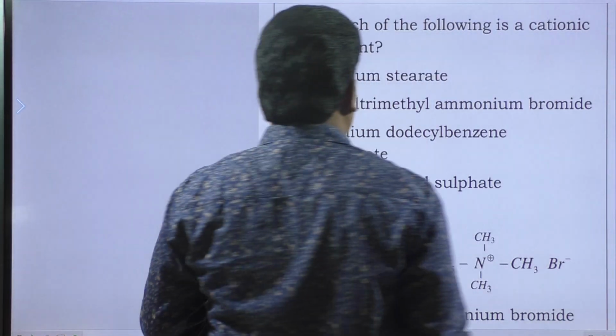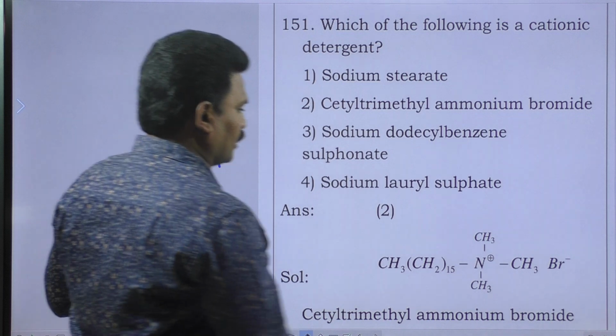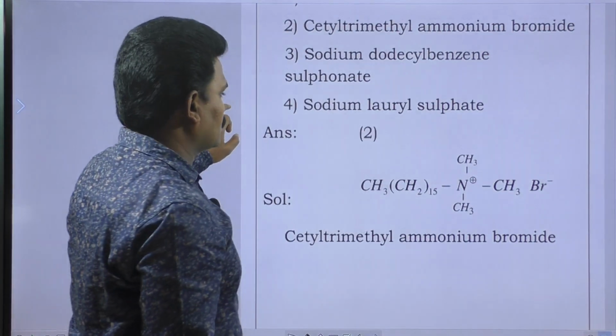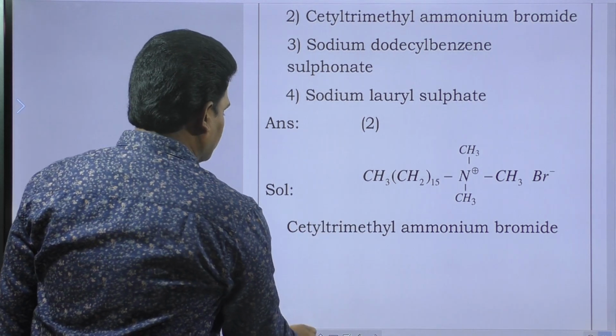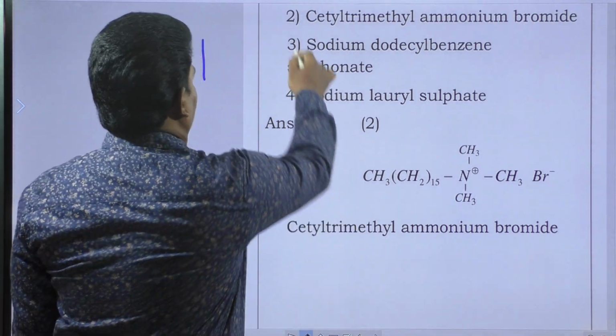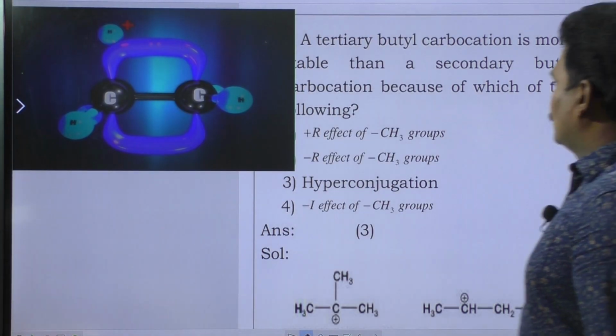151. Which of the following is a cationic detergent? Here, cetyl trimethyl ammonium bromide. Cetyl trimethyl ammonium bromide. It is from the chemistry in everyday life chapter. So the answer is the second option. And then go to the next question.